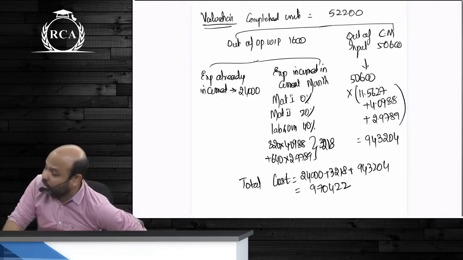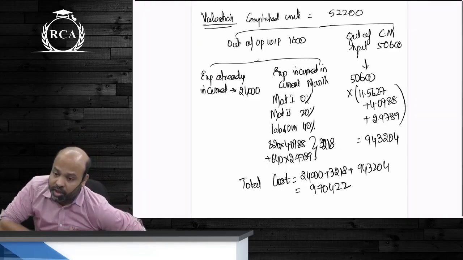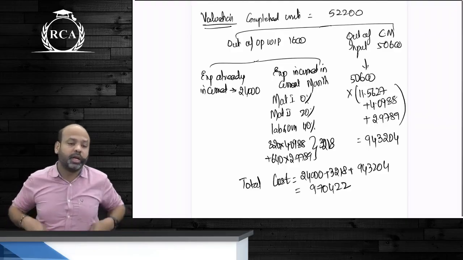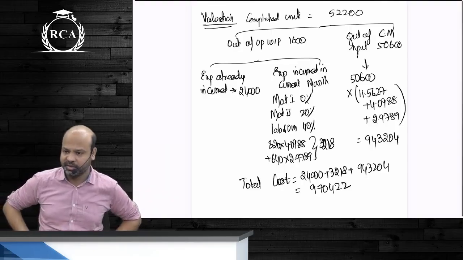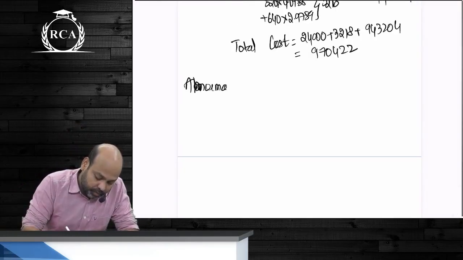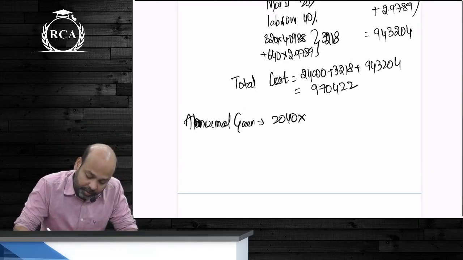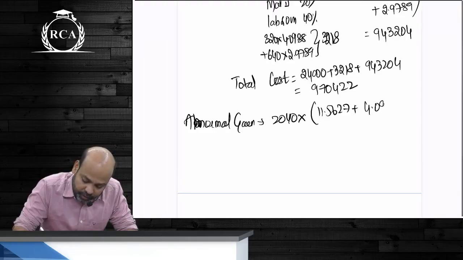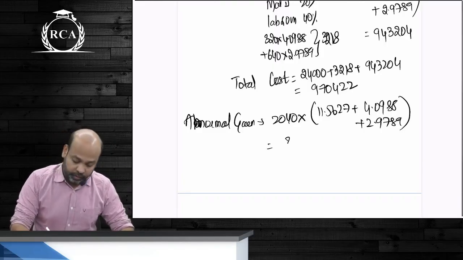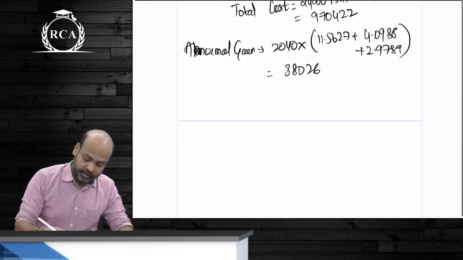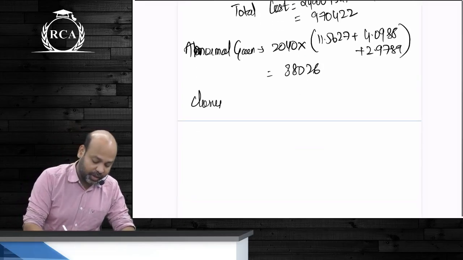You will have to also value, guys, abnormal gain and value closing work in progress. Abnormal gain, everything will be at 100%. 2,040 units multiplied by that. You will directly multiply 2,040. Everything will be 100% complete: 11.5627, 4.0988, guys, and 2.9789. How much will that be, guys? 38,026, guys. Abnormal gain.